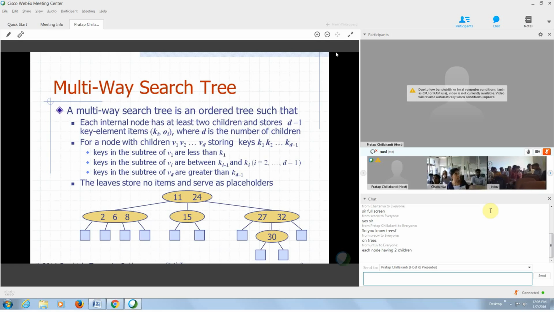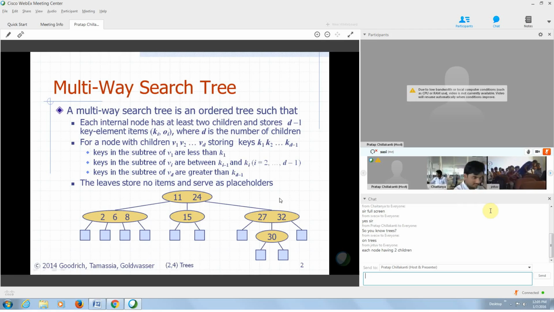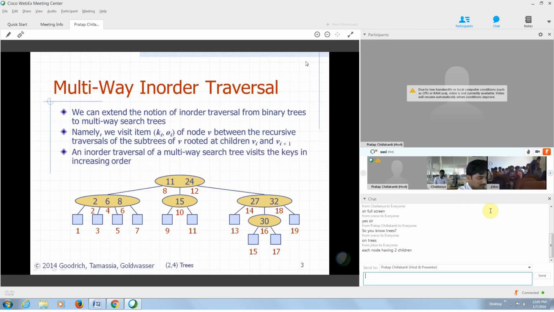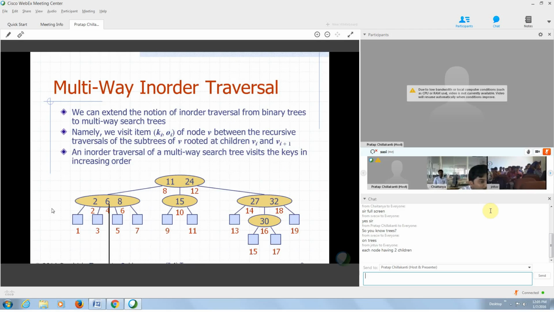So an ordered tree would let you get to, yes, each node having 2 children, correct. Good job, Jntuk. So you can see an example there, right? There are different types of traversal. There's something called Inorder traversal. You can see here how you're doing an Inorder traversal, where it visits the keys in increasing order.